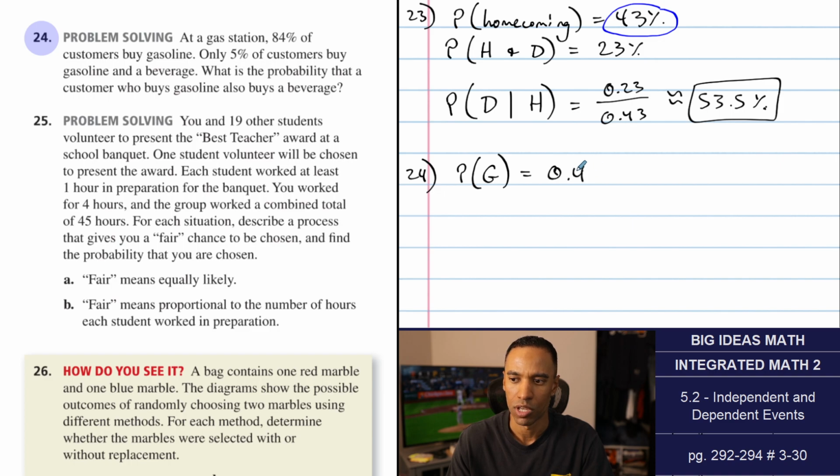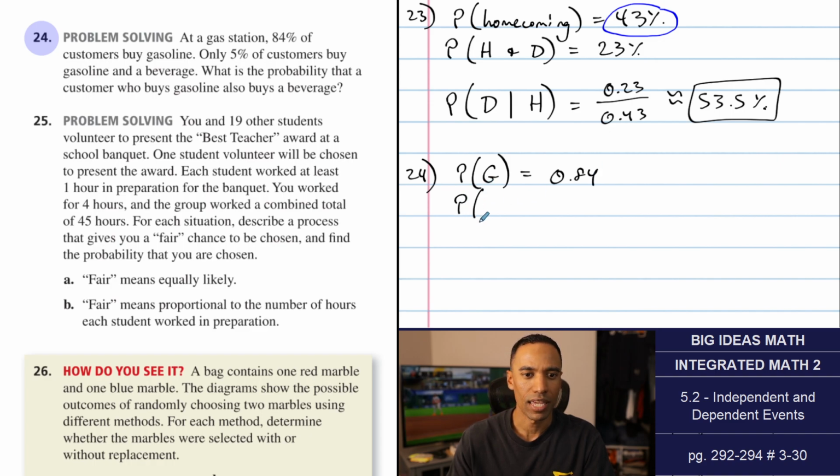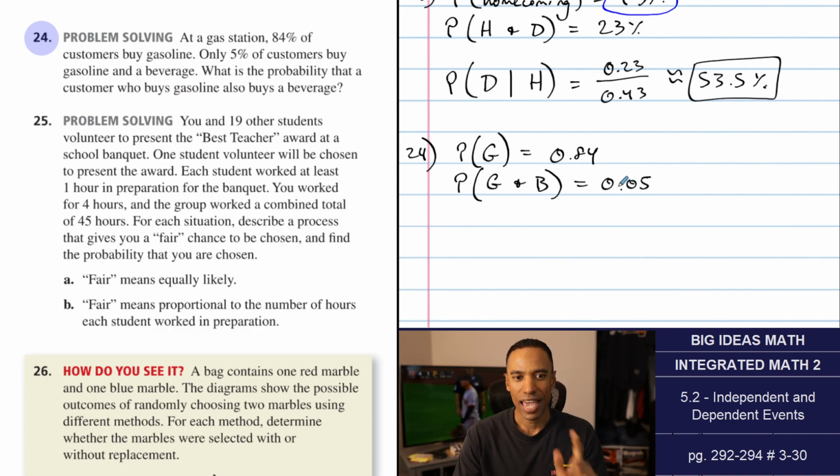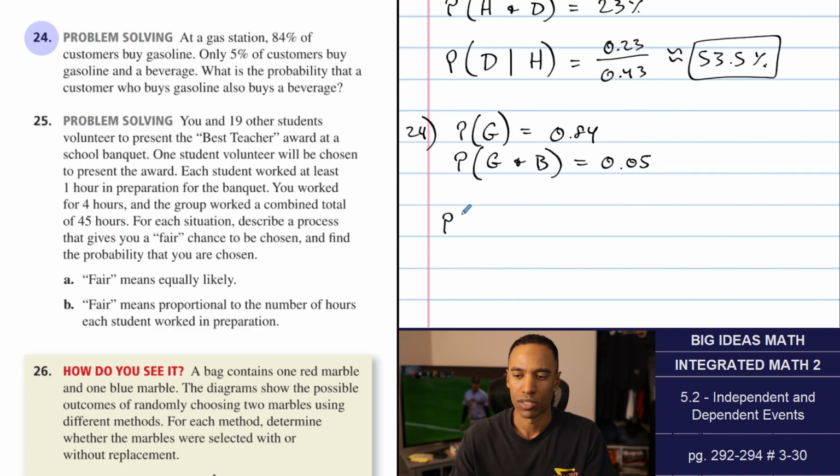I'm going to write it as decimals: 0.84. I said I would write better, and I didn't. The probability of gasoline and beverage is 0.05. That's 5%.